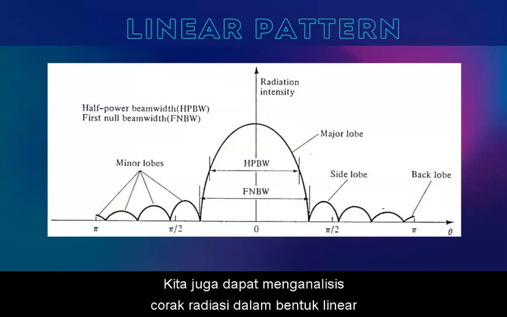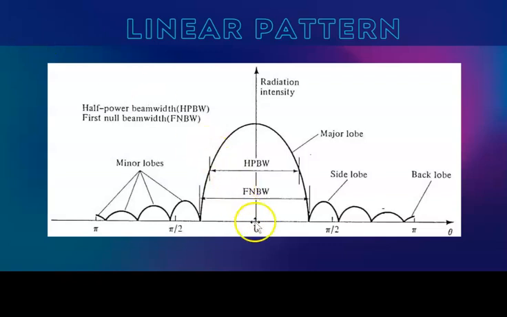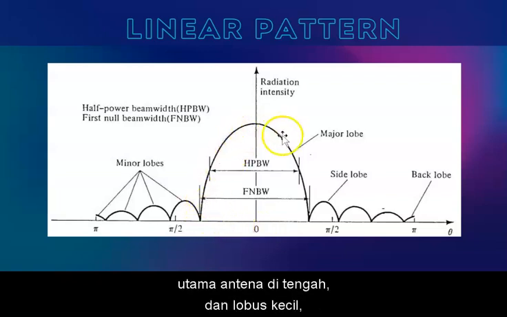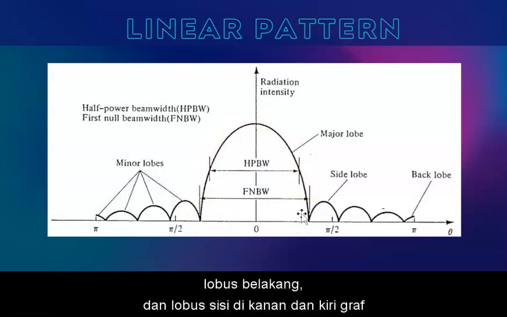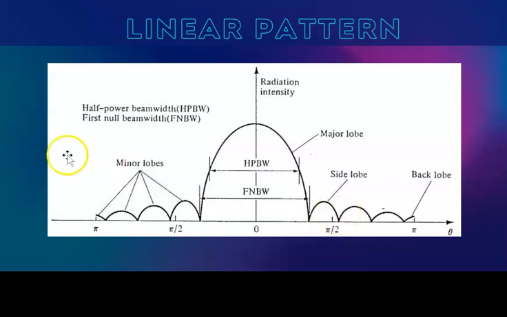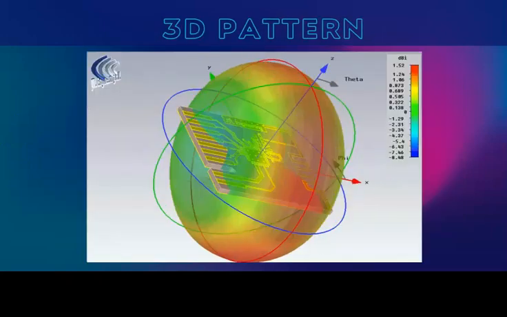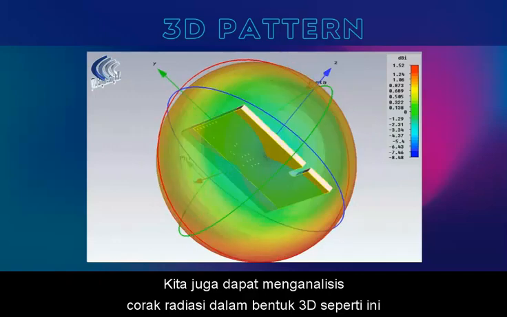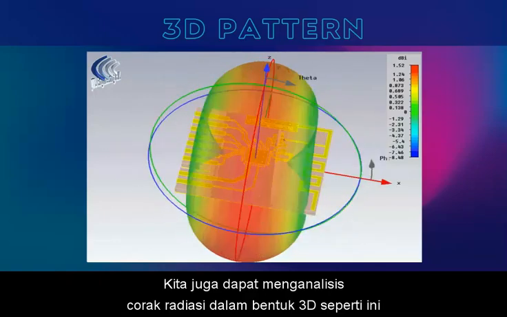Next, we can also view the pattern in linear form. In linear pattern, you are able to see the major lobe at the center, followed with the side lobes and back lobes on the left hand and right hand side of the graph. Finally, we may also observe the pattern in 3D form, like this one.